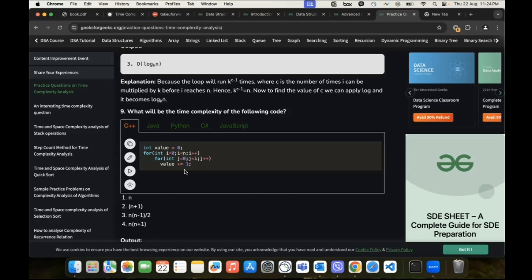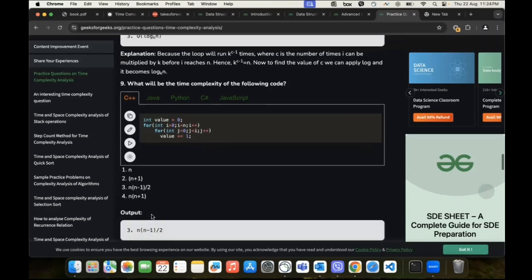Okay, if we sum all of this, 0 plus 1 plus 2 plus 3 till n minus 1, not n. The summation formula is n into n plus 1 by 2, but here n is n minus 1. So it will become n into n minus 1 by 2 total. Because it is n minus 1 at the last, yeah, correct.